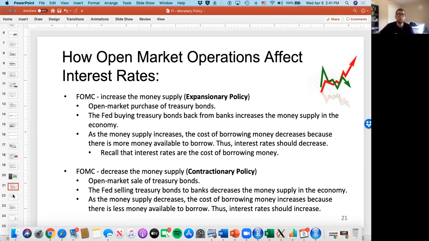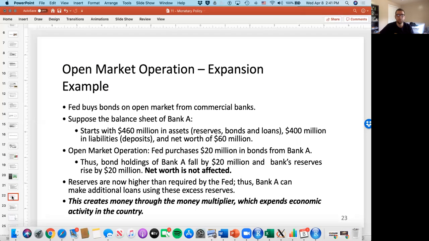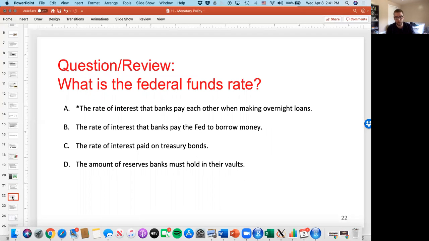Okay, so let's go over here. What is the federal funds rate? It is the rate of interest that banks pay each other when they make overnight loans. As in the videos you watched, when banks have overnight loans, they lend to each other, right? So bank A needs some money, and it's going to get a loan from bank B. These loans impact the federal funds rate. If the Fed wants to impact the federal funds rate, what are they going to do? Either buy or sell T-bonds. Sounds good?